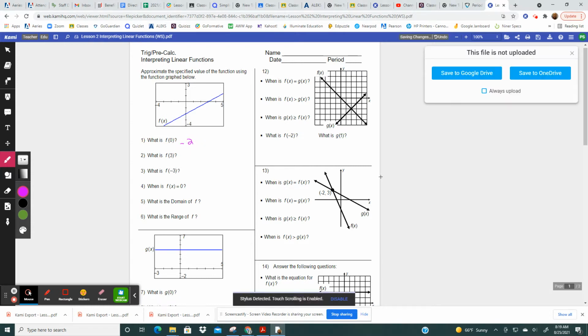Okay? And then f of 3, same thing. So when x is 3, what is f? So 1, 2, 3. Well, it's right here. That's 3, 0. So f of 3 is actually 0.